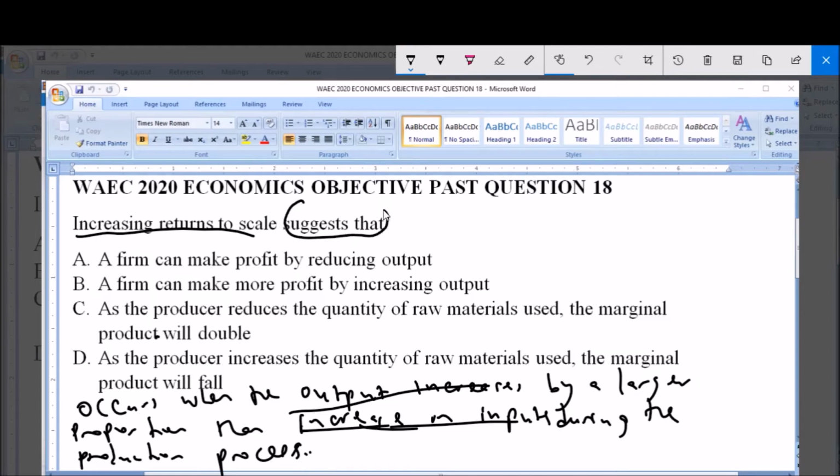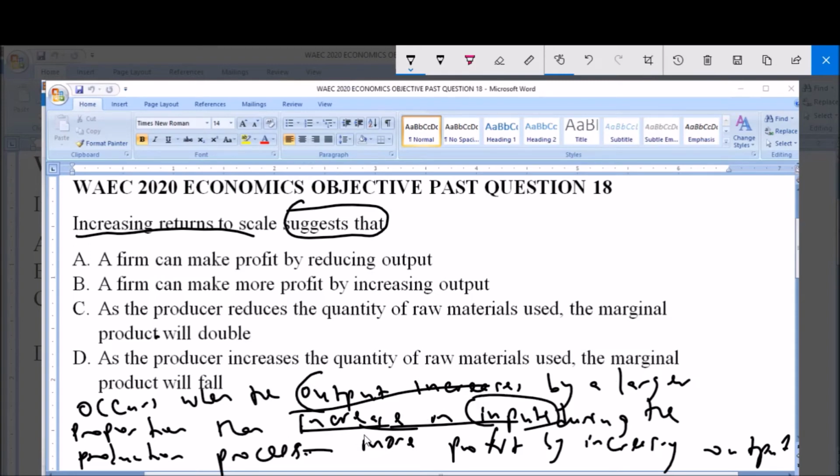Now, we're asked what increasing returns to scale suggests. Now, increasing returns to scale suggests that a firm or this business can make more profit by increasing output. So, based on the fact that the output increases by a larger proportion than the inputs during production, it means that the firm can make more profits than estimated or more profits than usual by simply increasing the output.